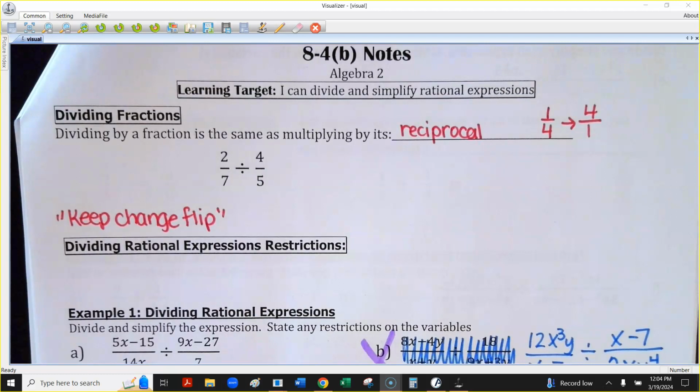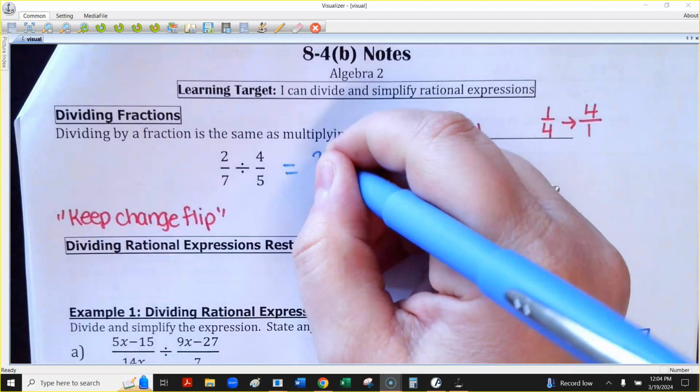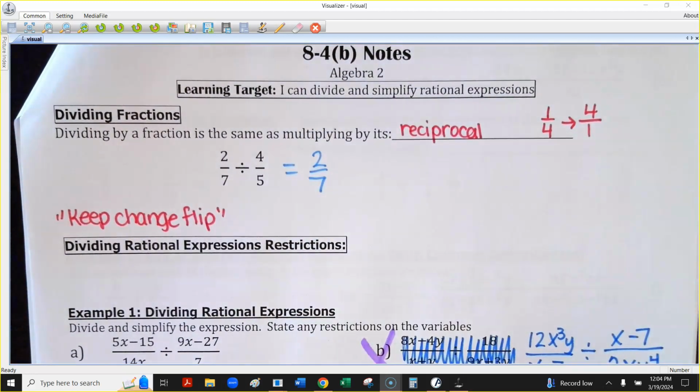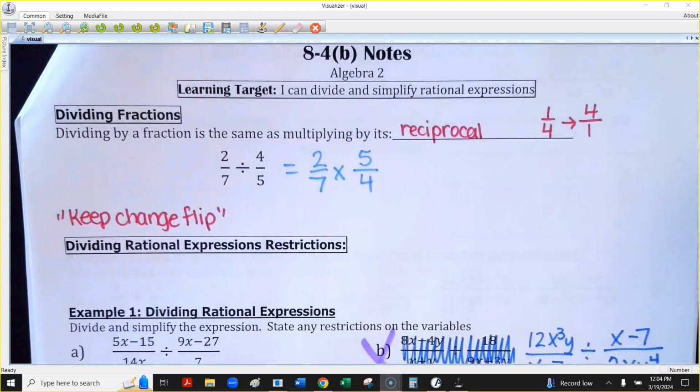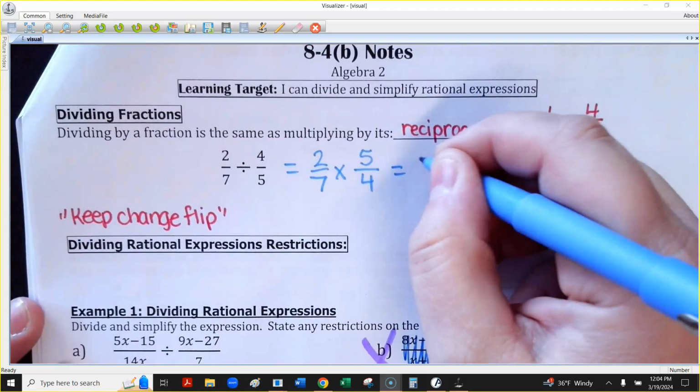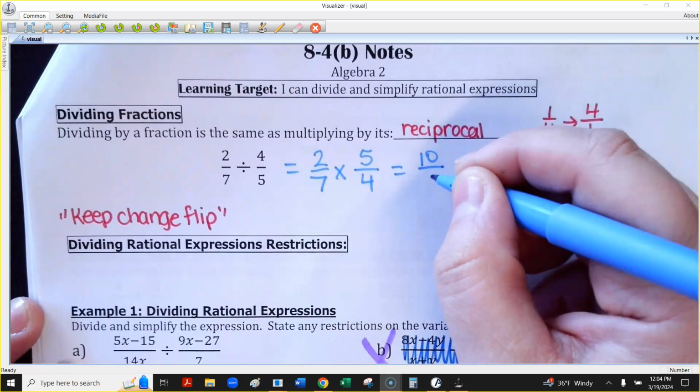To write this so we can do it a little easier, we're just going to keep the 2/7 exactly the same. You change the division sign to multiplication. And then I'm just going to flip over to get the reciprocal for 4/5. So it'd be 5/4. When you're multiplying, you go straight across the top, straight across the bottom. So 2 times 5 on the top would be 10. 7 times 4 on the bottom would be 28.